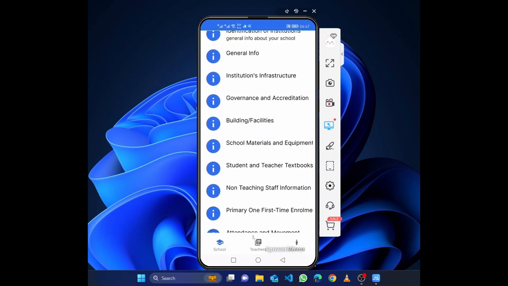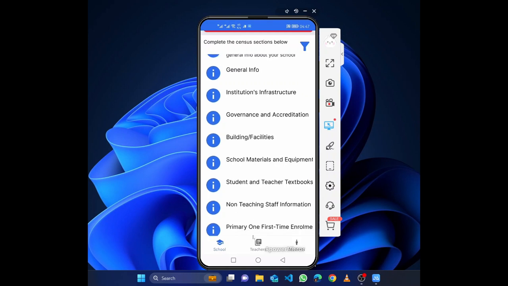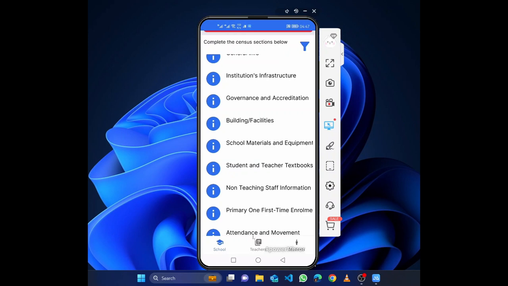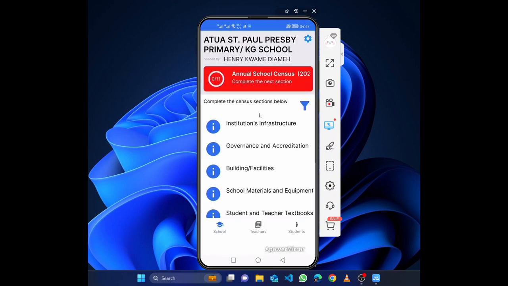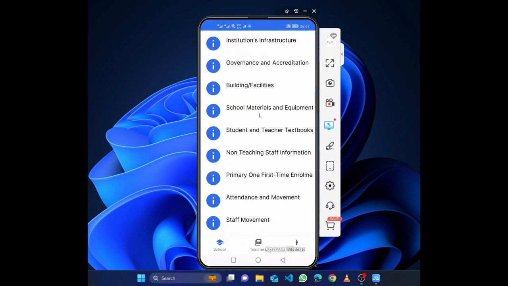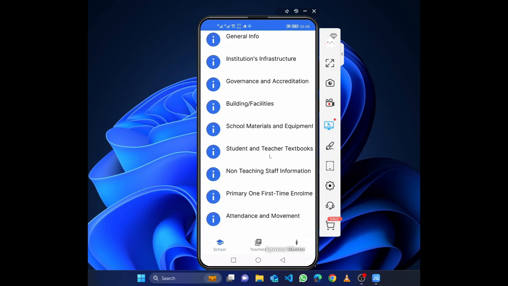So, in short, the head has to also fill identification of institution, general information, institutional infrastructure, governance and accreditation, building facility, school material and equipment, students and teacher textbook availability, non-teaching staff information, then primary one-time enrollment, those that you have enrolled one time, they did not move through the grade, so they did not move from KG to the next, then attendance and movement of pupils, then staff movement. So in all, when you have done this as a head, it means you have played this portion.